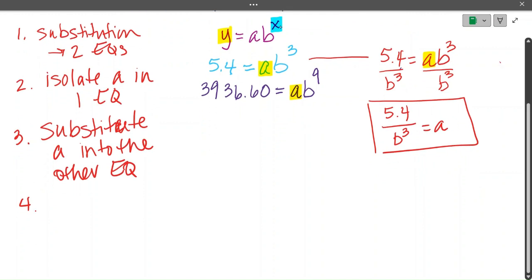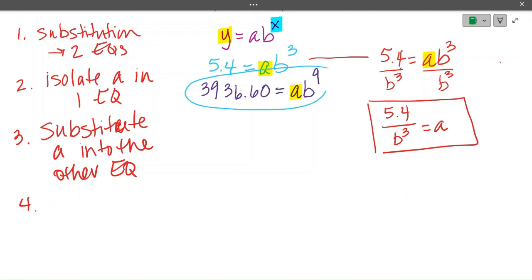So we are going to take this second equation right here. And everywhere I see a, I am going to be putting in 5.4 divided by b to the power of 3. So I'm rewriting 3,936.60 equals, in for A goes 5.4 divided b to the third times b to the ninth. Okay, you could use parentheses, you can use that little dot, either way.